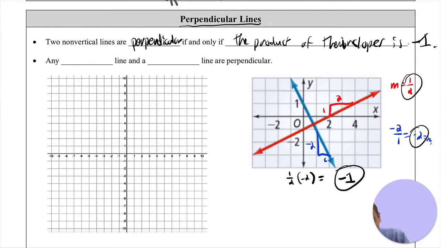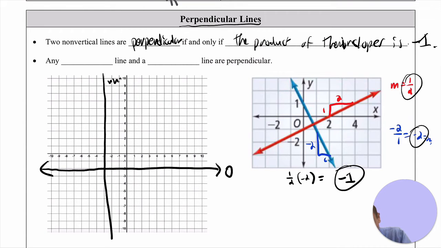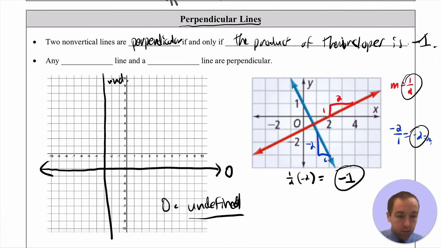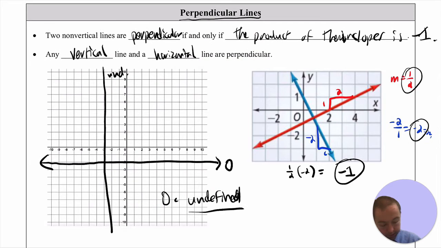One kind of exception to this is if you have a vertical line and then a horizontal line. It turns out that if this has a slope of 0 and this has a slope of undefined, when you do 0 times undefined, you have a huge problem right there because undefined is not a number. And so you're not going to be able to get -1, so it's kind of one exception to the rule. So that means that any vertical line and a horizontal line are just perpendicular by default.